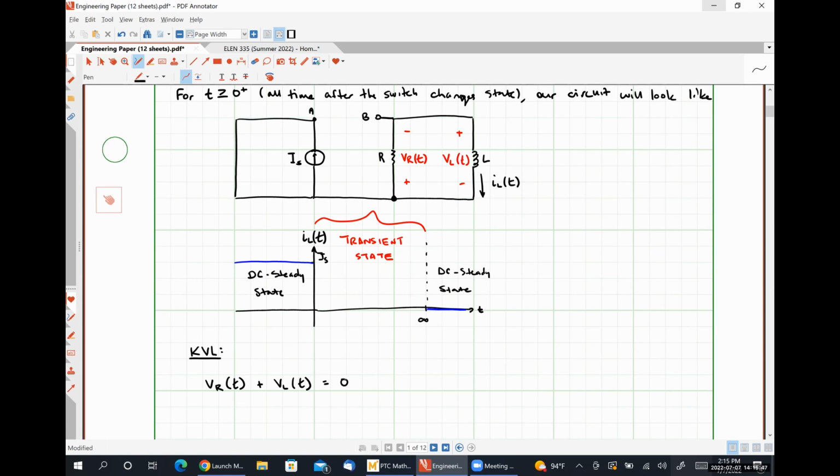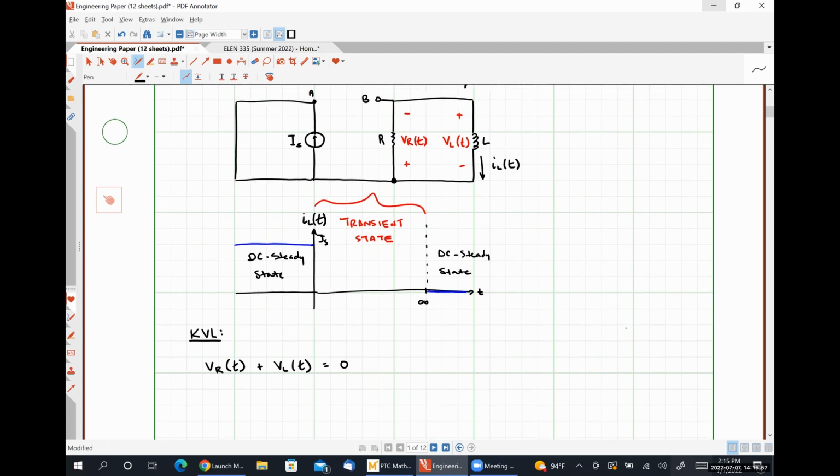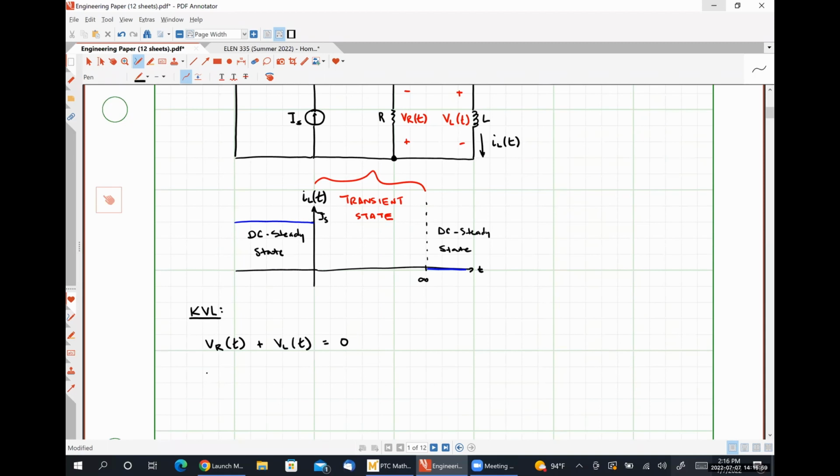I can express both the resistor voltage and the inductor voltage in terms of my inductor current, right? So using Ohm's law, the resistor voltage is simply R times IL of t. And using the relationships that we developed over the last couple of class meetings, I know that the voltage drop over an inductor is given by L di by dt.